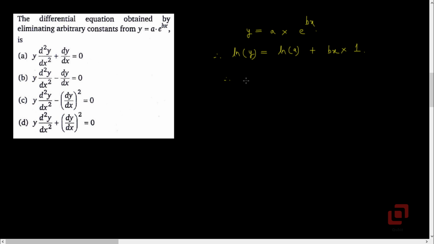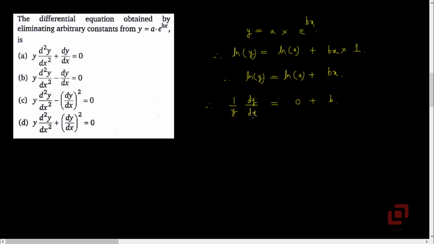So we now have a much simpler version of the solution, which is log of y equal to log of a plus bx. We will now differentiate both sides with respect to x. By chain rule, derivative of log y will be 1 upon y dy by dx equal to, a being a constant, log of a will also be a constant, its derivative will be 0, plus b into x's derivative will be b. So we have successfully eliminated the arbitrary constant a.